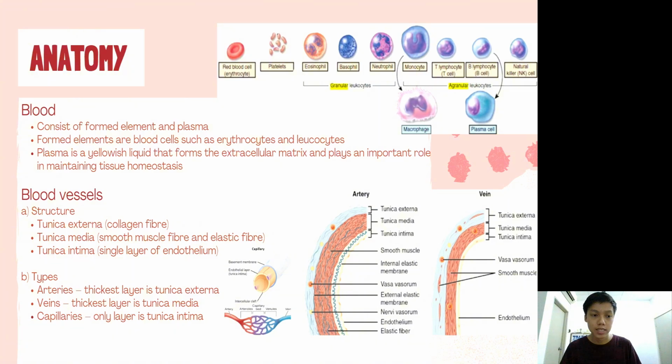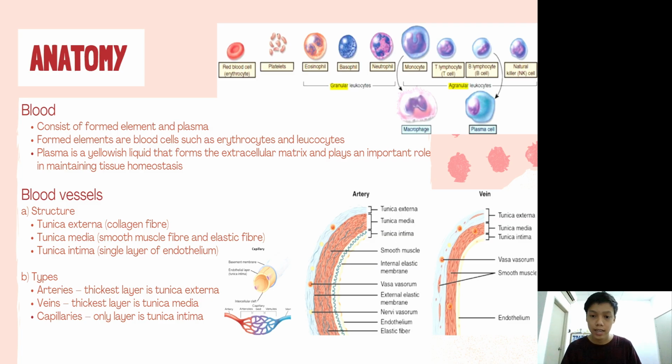Okay, so moving on to the blood vessels. Now for the blood vessels, we need to know their structure and types. So for the blood vessels, there are three structures: the tunica externa, tunica media, and tunica intima. And we can see here the tunica externa is the outermost layer, the tunica media is the middle layer, and the tunica intima is the inner layer, the inner lining of the blood vessel.